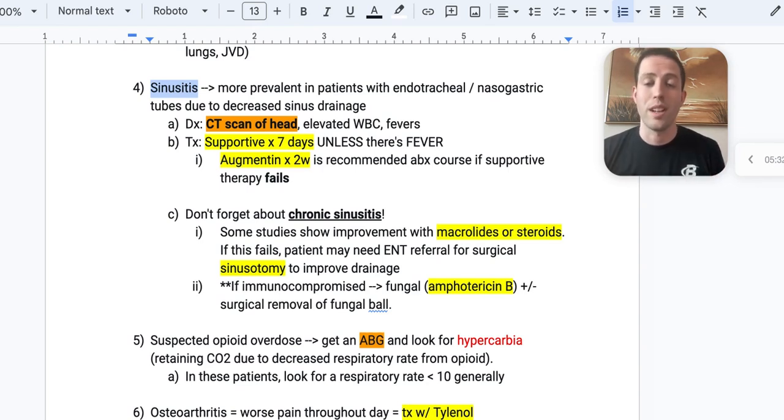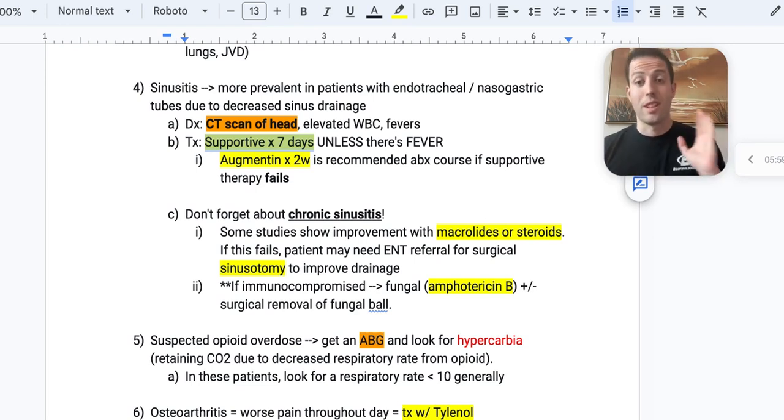These patients often have elevated white blood cell counts, and they oftentimes are going to have fevers, especially if they're immunocompromised. And so, if there's no fever, but you have a clinical diagnosis as well as even a CT showing that there's sinusitis, you don't do anything for 7 days. So, you give them supportive therapy, you give them fluids, that kind of stuff. You can give them Tylenol if you want for symptoms. But if there's no fever, you don't need to jump to the antibiotics yet.